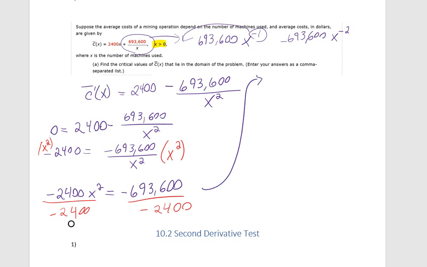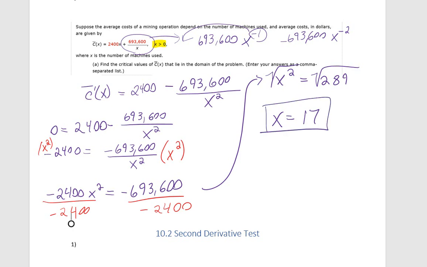So when we do that, what we end up getting is x squared has to be equal to 289. We're going to go ahead and take the square root of both sides, and we're going to get x is equal to 17. Now notice, because this is a real world example, we only want to include the positive 17 and not the negative. So our answer would be x equals 17.